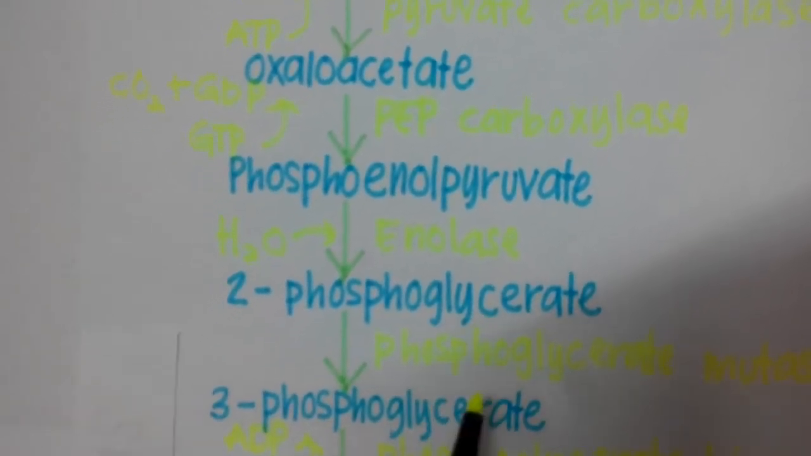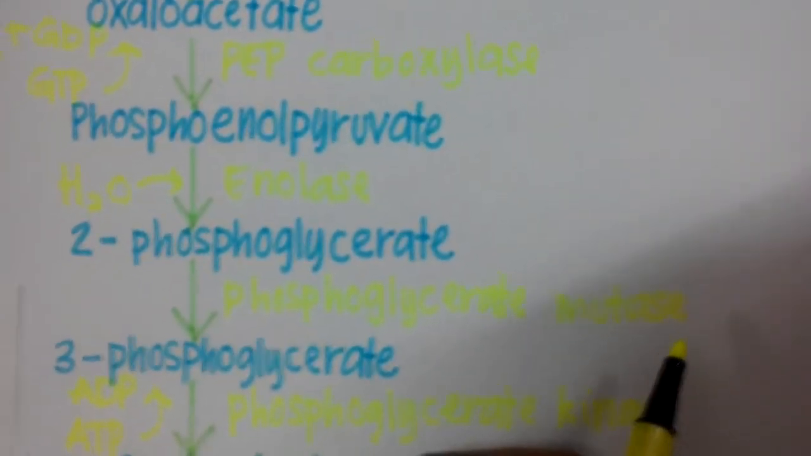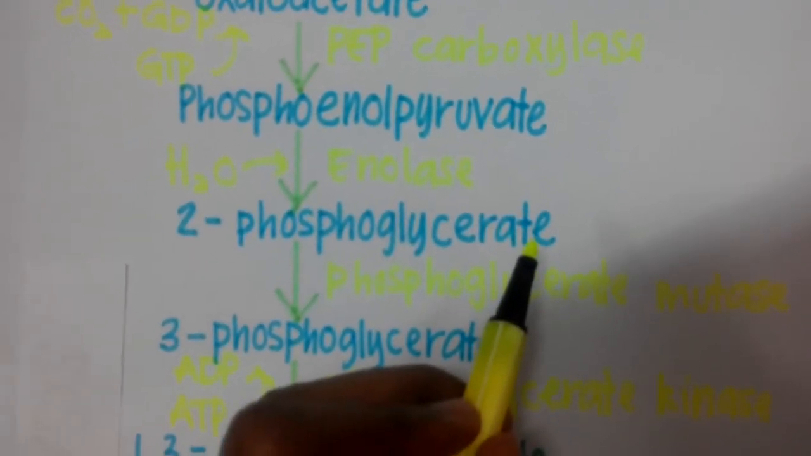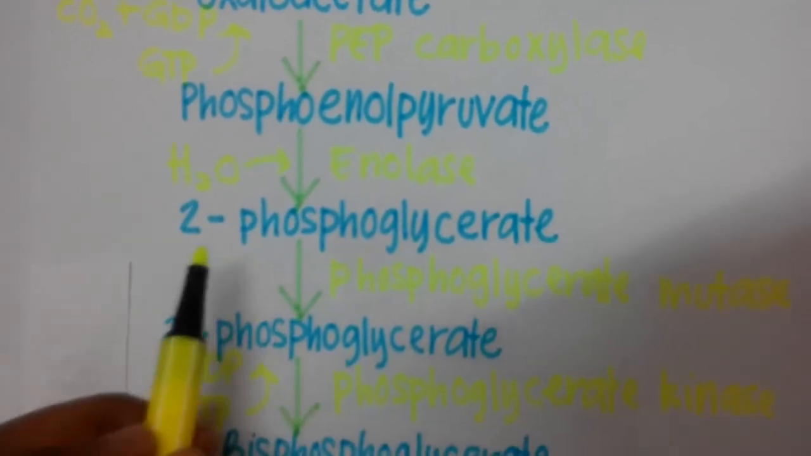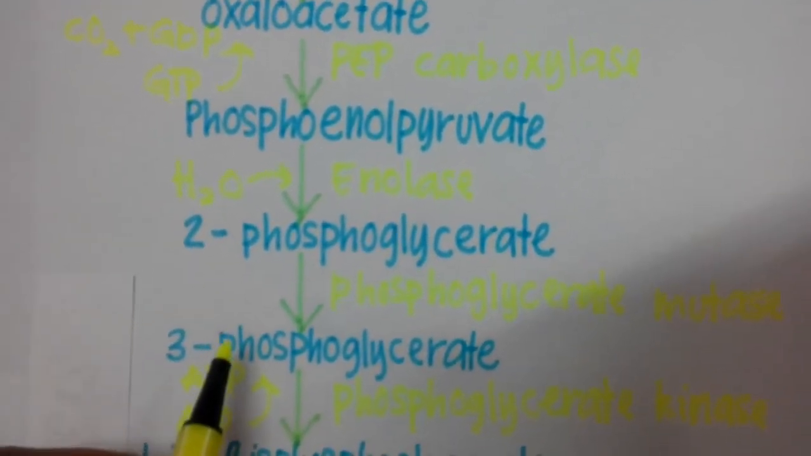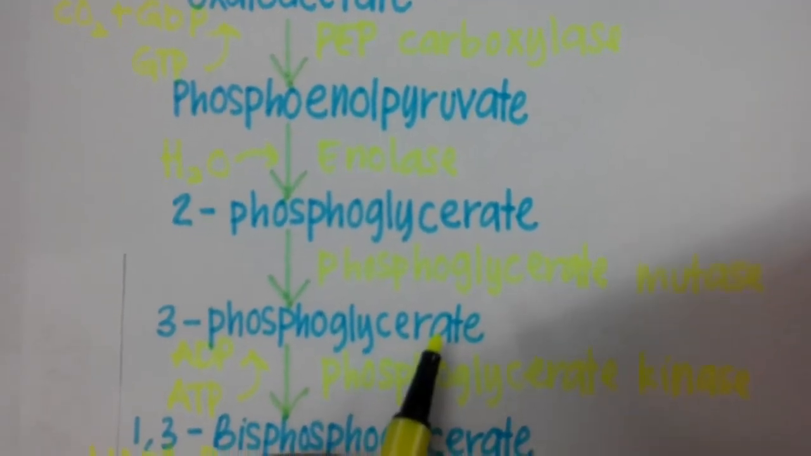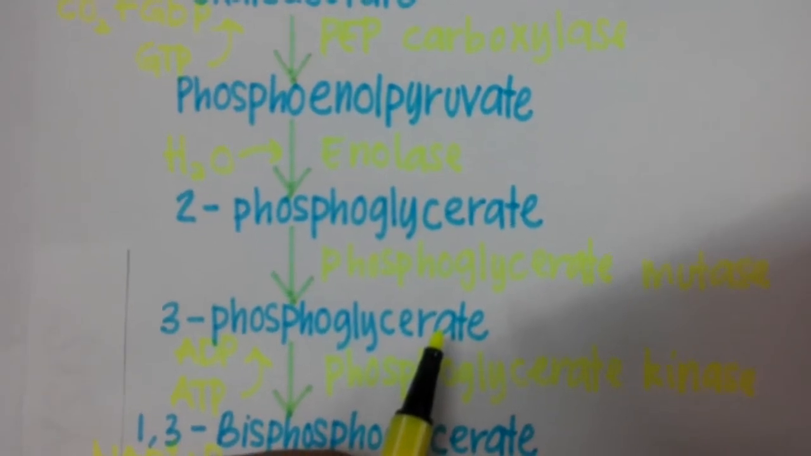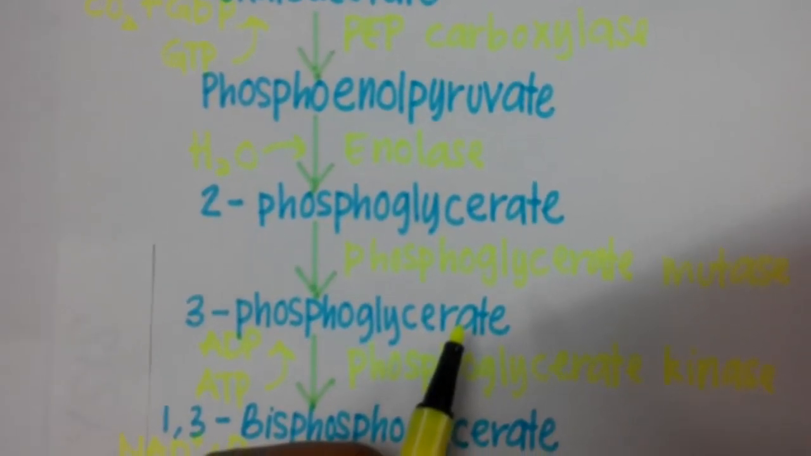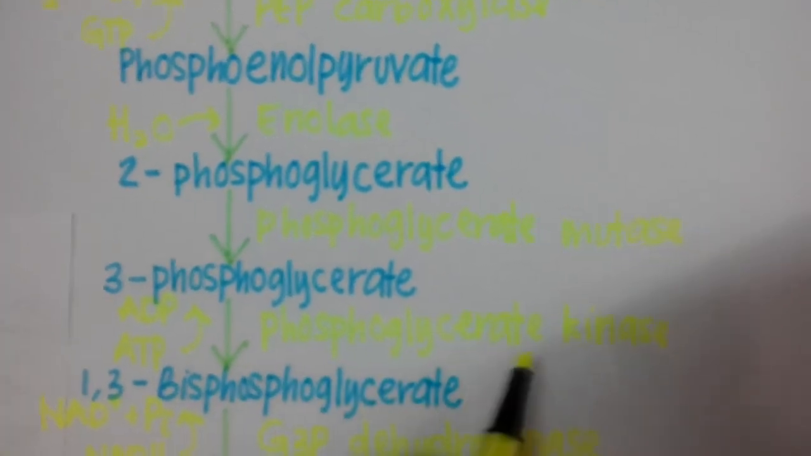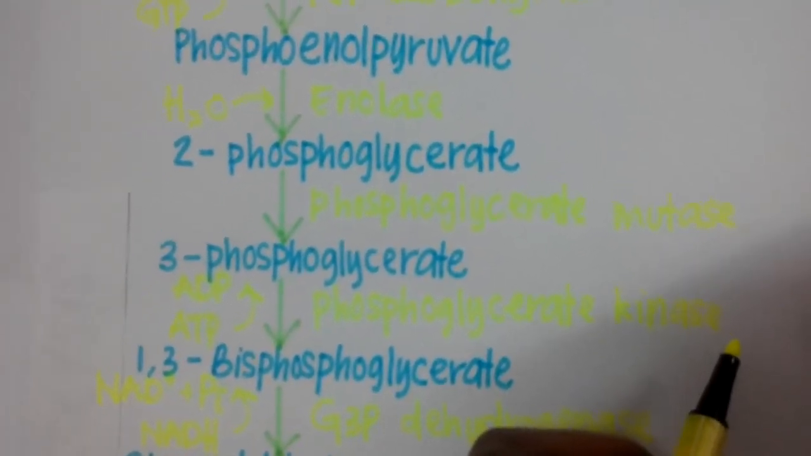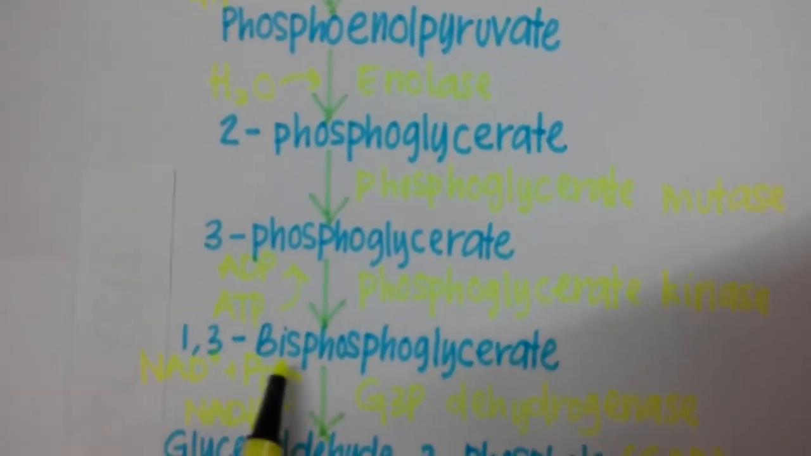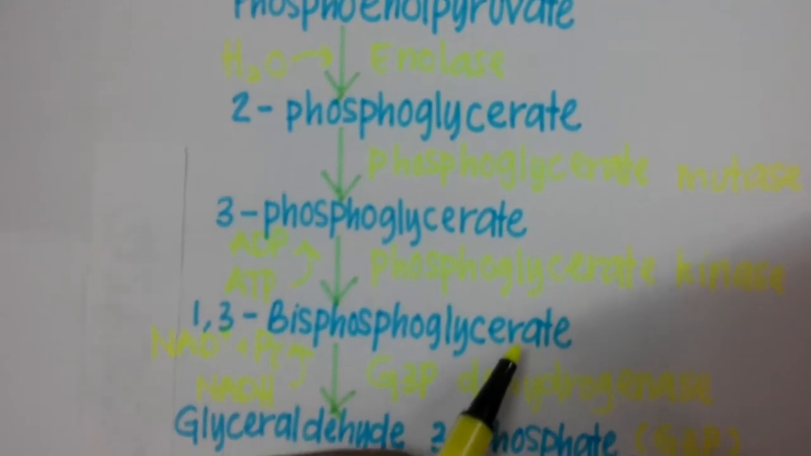Next, phosphoglycerate mutase is used by 2-phosphoglycerate to transfer the phosphate group from carbon 2 to carbon 3 to form 3-phosphoglycerate. 3-phosphoglycerate will then use phosphoglycerate kinase and reduce ATP to ADP to form 1,3-bisphosphoglycerate.